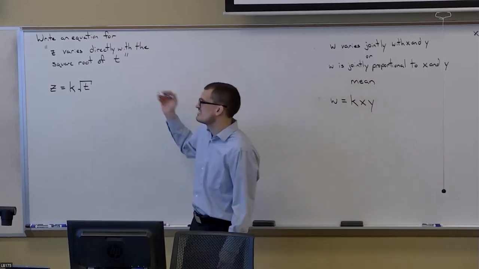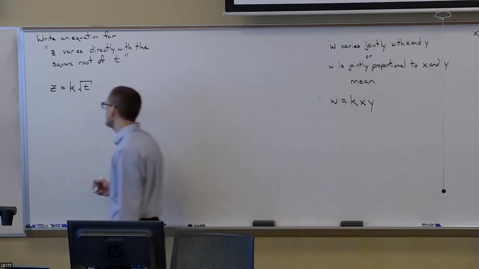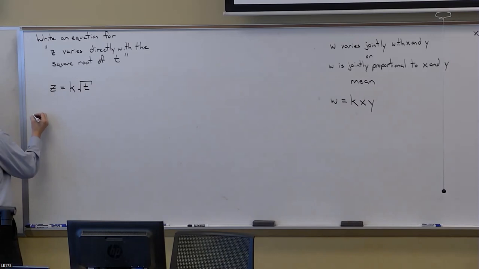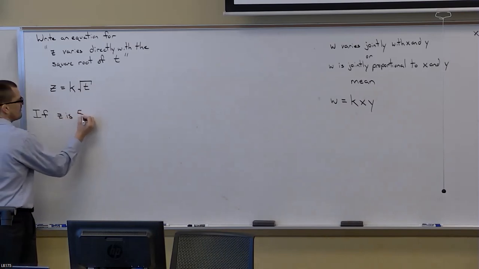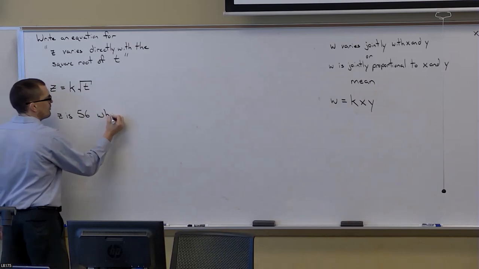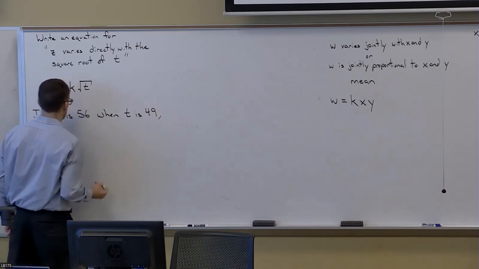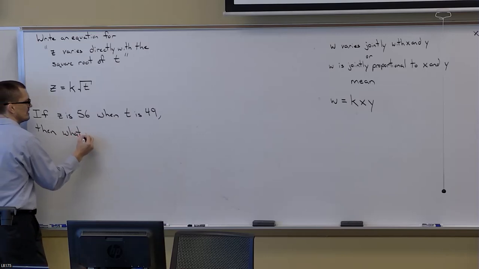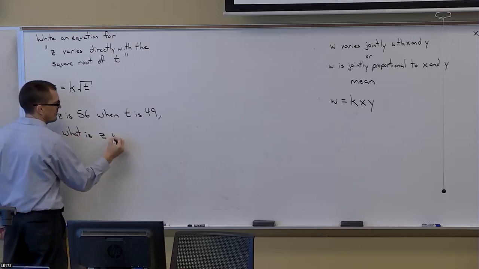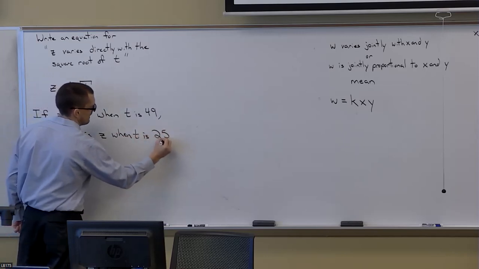So that's like step one. Can we write stuff like that? Then we can say, if z is 56 when t is 49, then what is z when t is 25?